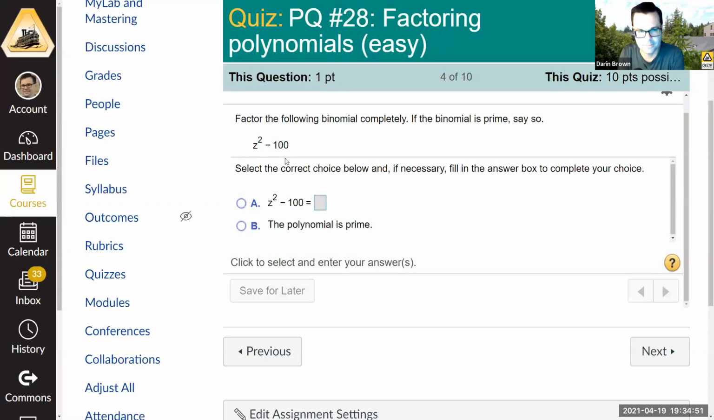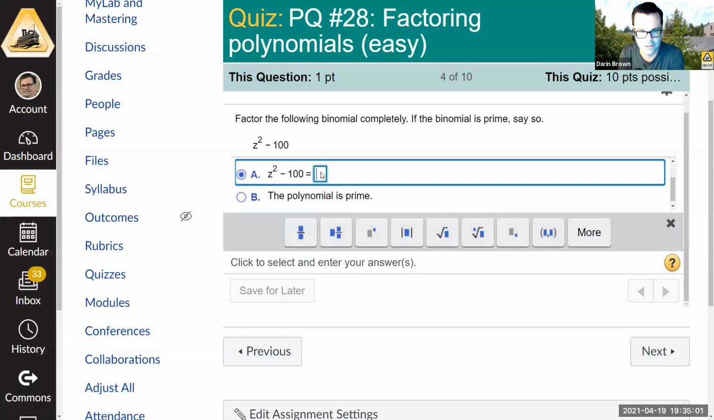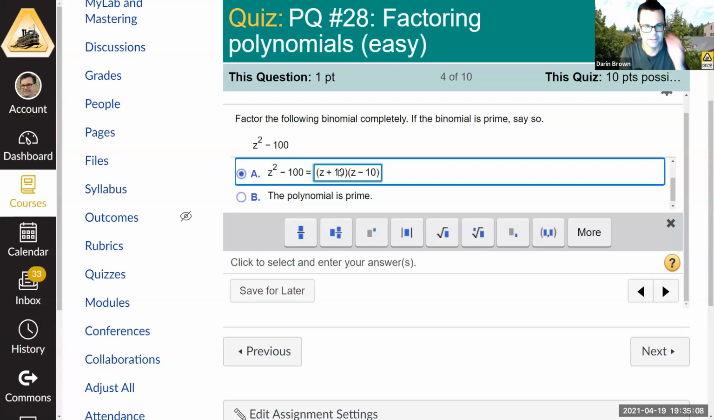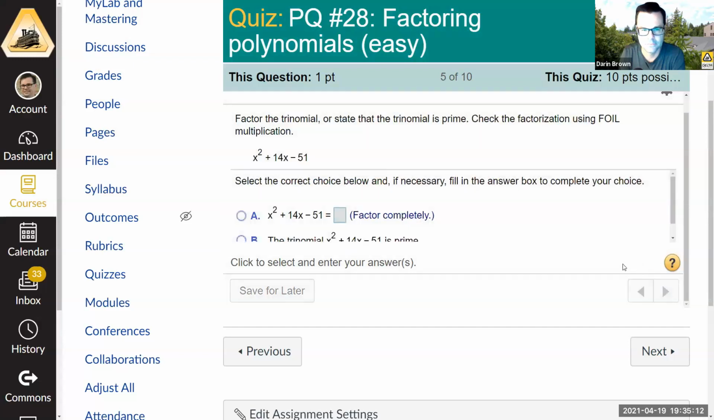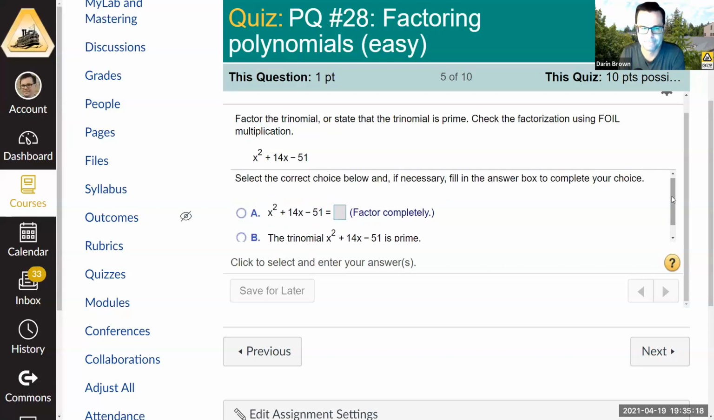Take a look at that. This is a binomial, and it's a difference of 2 squares. 100 is a perfect square. It's 10 squared. So this is z plus 10, z minus 10. Go ahead and try this one. See whether you think this factors or not.